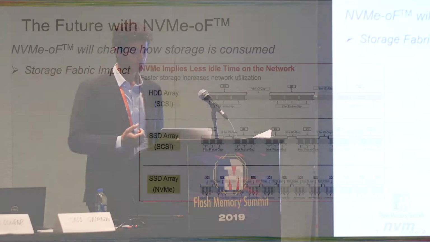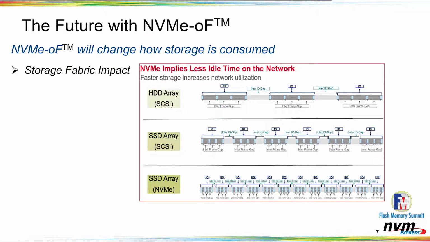If we look a little bit more towards the future, what's the impact of NVMe over fabrics? How will that change how storage is consumed in the enterprise? What I tried to illustrate with this diagram is the impact on the networking side as we get faster and faster devices. It shows the transition from spinning media arrays to all-flash arrays to NVMe arrays. And what you see is that the idle times on the network decrease dramatically as we go an order of magnitude up in performance, or better, with the next generation devices.